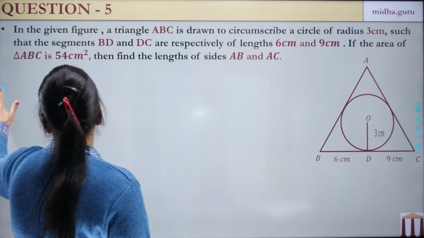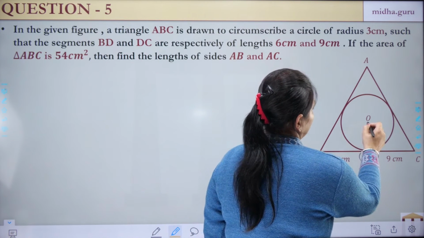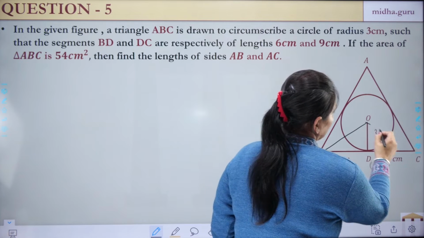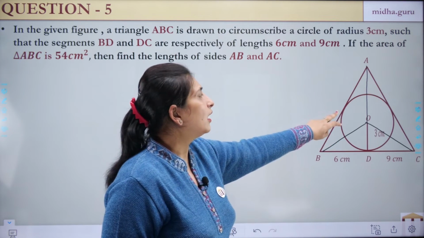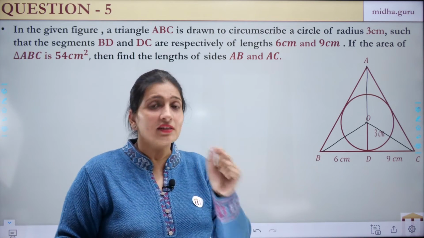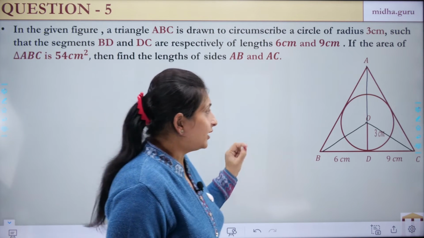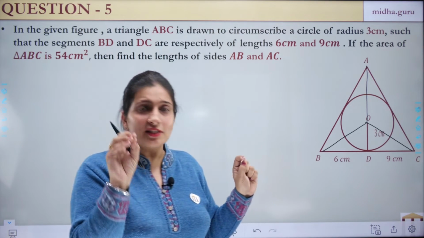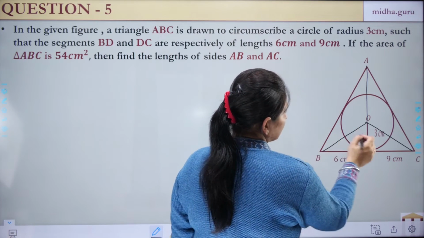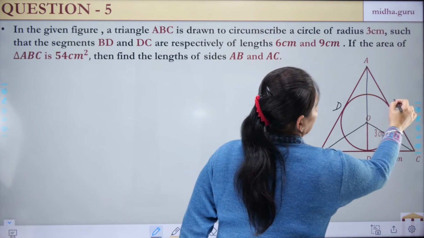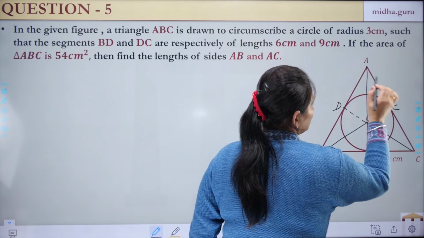So let us start. We'll join OB, OC, OA. These sides of the triangle are touching the circle at just one point, so they are tangents to the circle. If a triangle is circumscribing a circle, it touches the circle at only one point. So this is the point of contact of the tangent. Let us name this A, B, C. Let us name this as D, and this as E. And also we'll join OD, and OE.